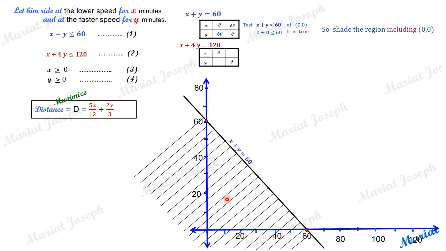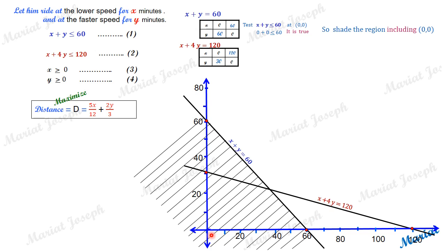Now we go for the second inequation, corresponding equation here. When x is equal to 0, 4y equal to 120, hence y is equal to 30. So 0, 30 to be plotted. Next, when y is equal to 0, x is equal to 120. So we have 120, 0 plotted. So the graph is the line passing through the 2 new points.